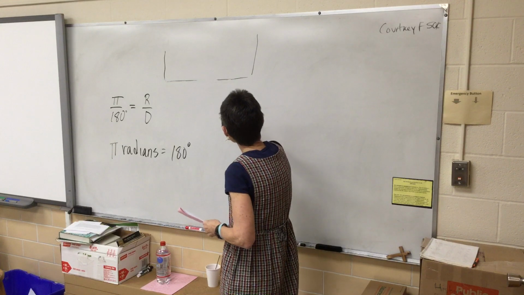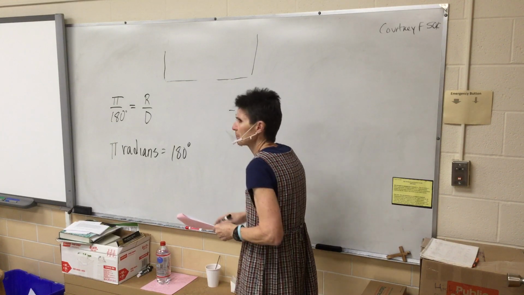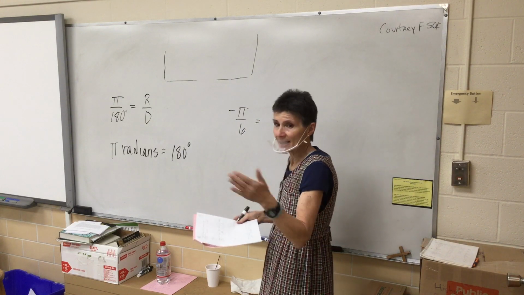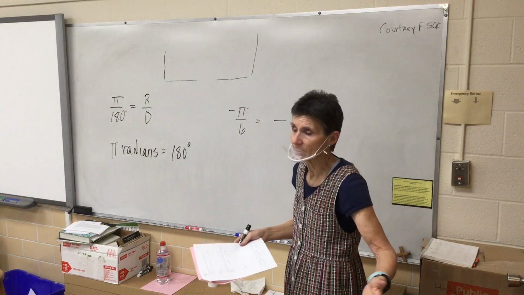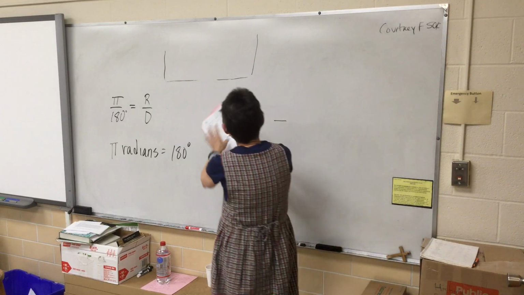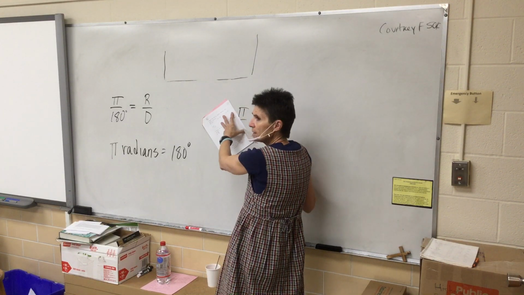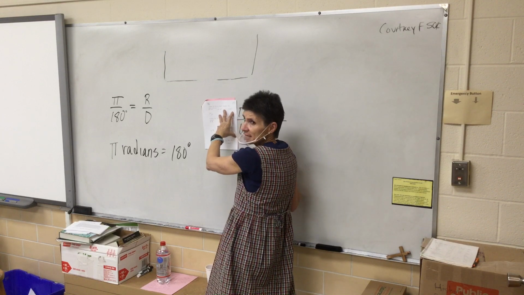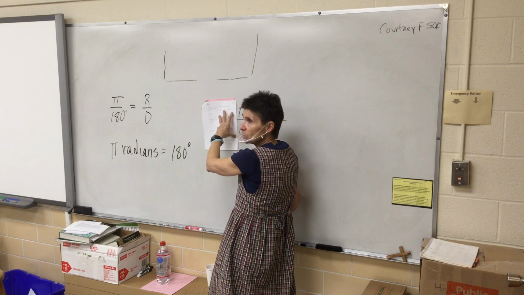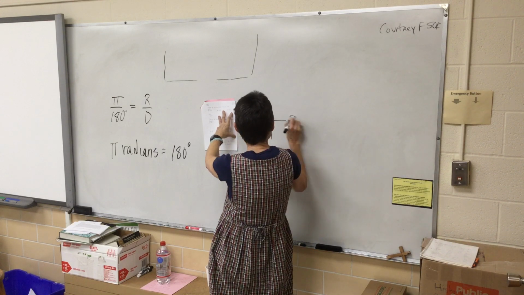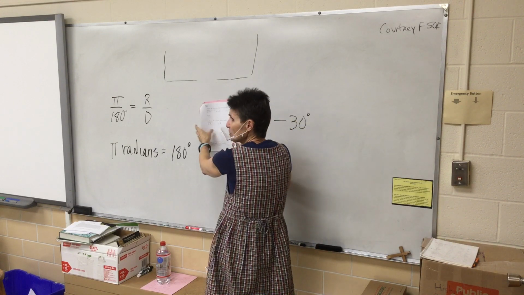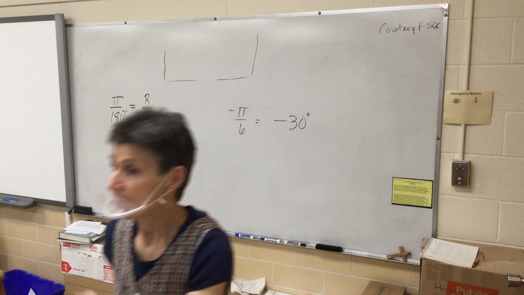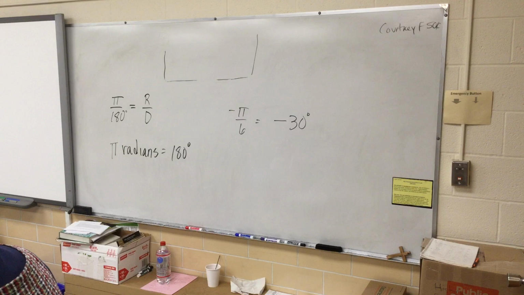Now it says negative pi over 6. Well, first of all, that means my answer is going to be negative. Don't let that confuse you. It just means you're going to have a negative angle. But wait a second. What did you tell me pi was? 180 divided by 6. What's that? 30. So this answer is simply negative 30. I don't have to do anything tricky. I just have to remember that pi is 180.